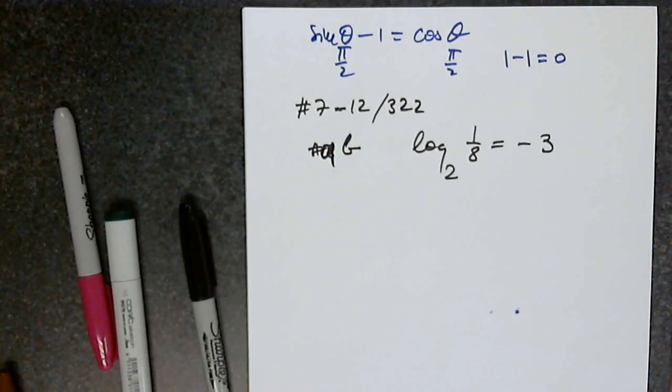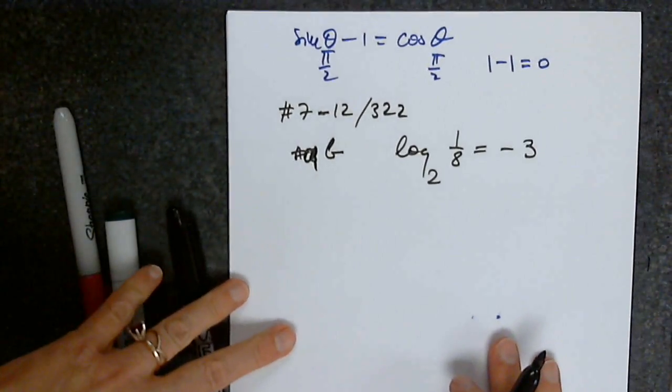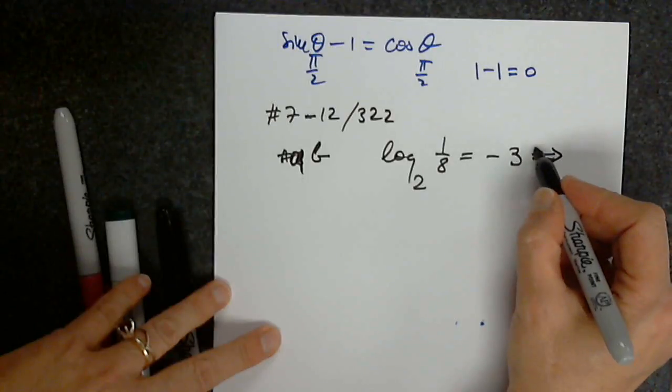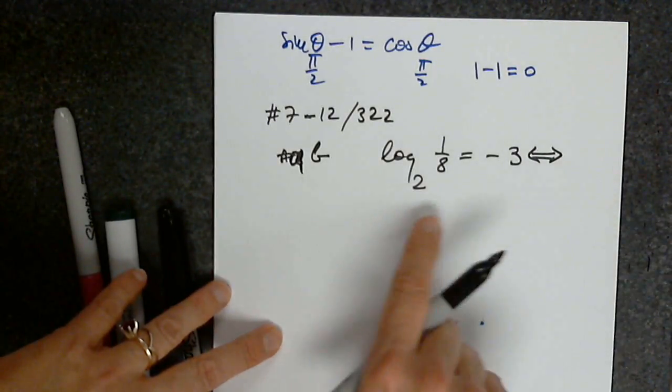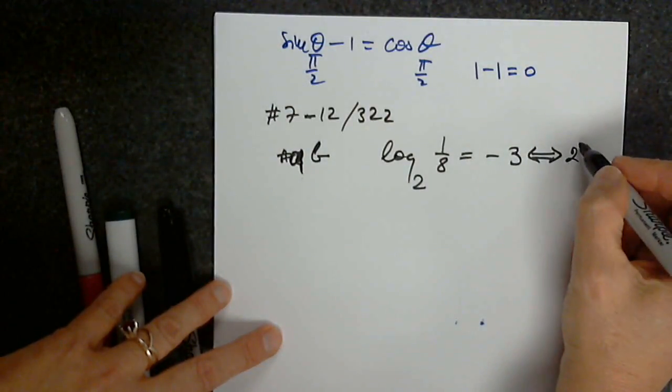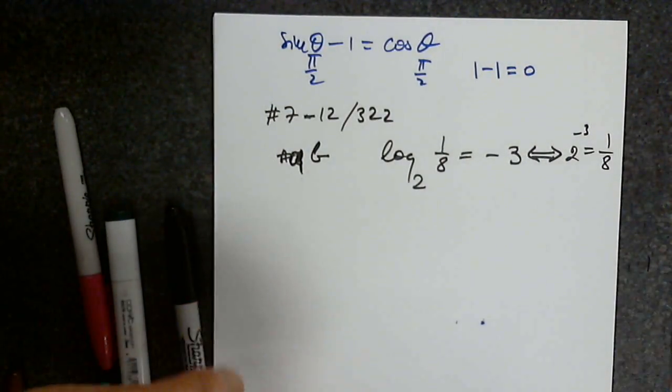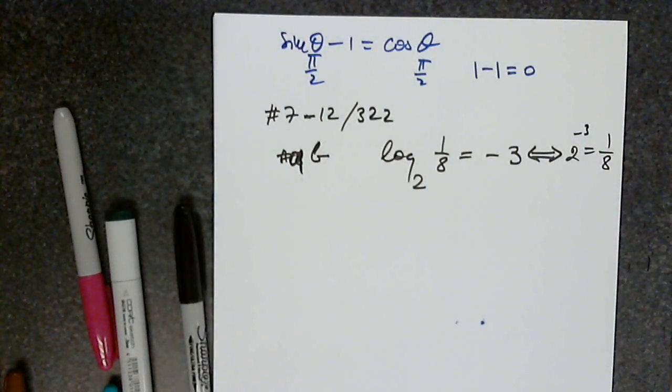The question, 9b: Express the equation in exponential form. Exactly. We write the equivalency symbol, which means this implies this, and this implies this, back and forth. 2 raised to negative 3 equals 1 over 8. Very good. Okay, let's go backwards now.